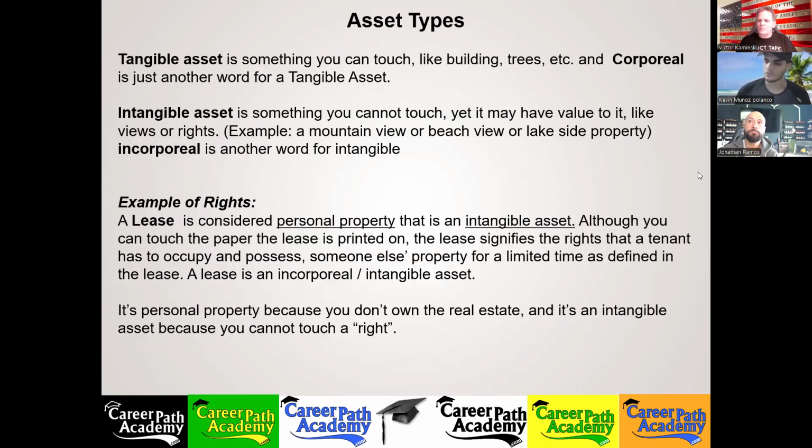And it's intangible because what does a lease symbolize? Even though you can touch the paper that it's printed on, what does a lease symbolize? Your rights to be occupying that property. So a lease is considered personal property that's an intangible or incorporeal asset. Although you can touch the paper that it's printed on, a lease signifies the rights that the tenant has to occupy and possess someone else's property for a limited period of time. So it's an intangible or incorporeal asset that is considered personal property because you don't own the real estate.